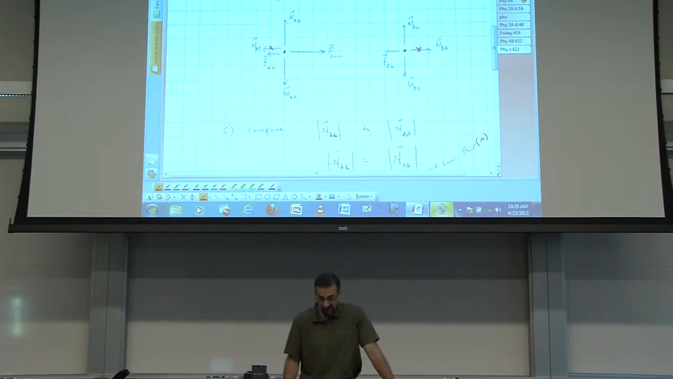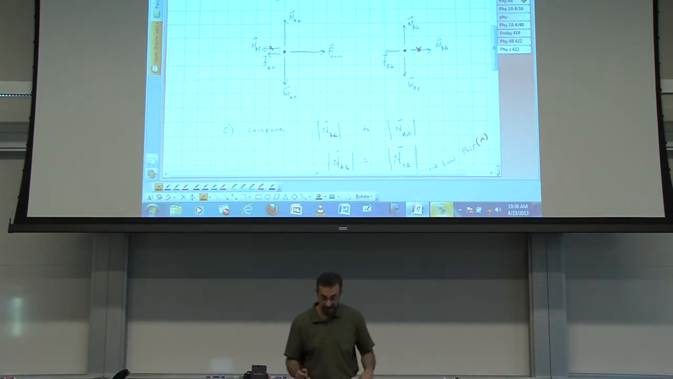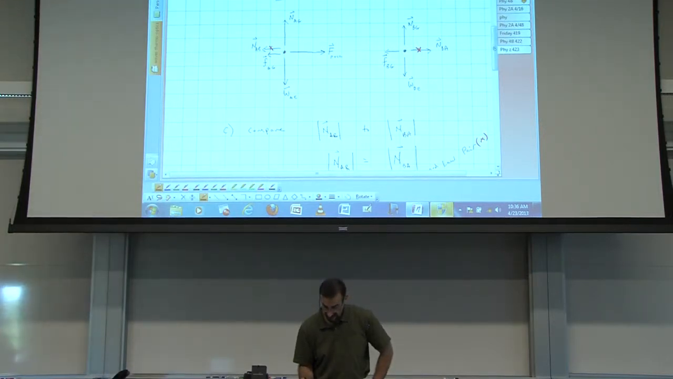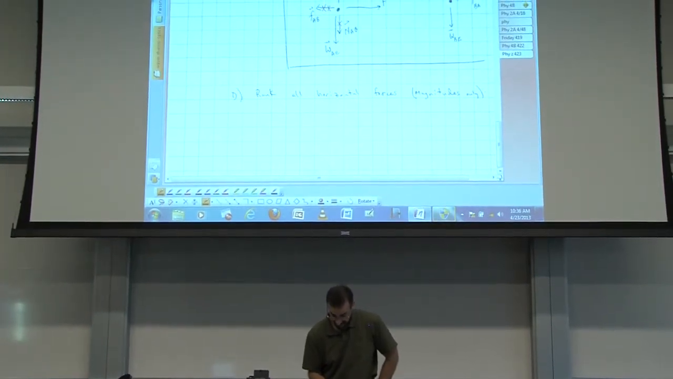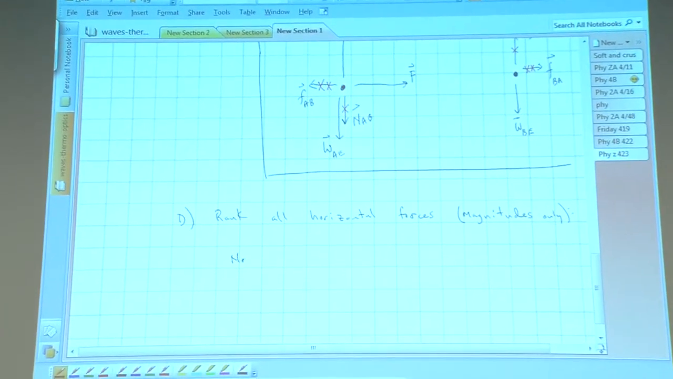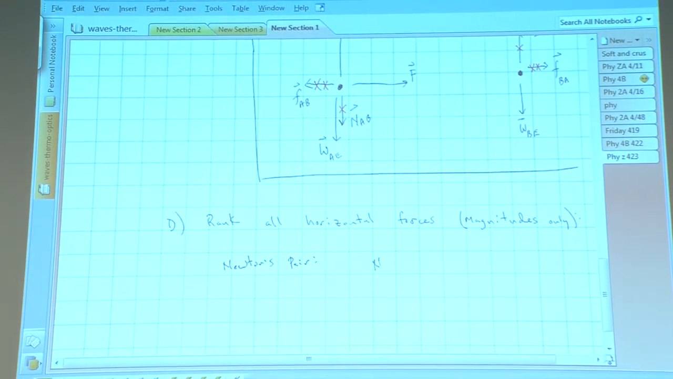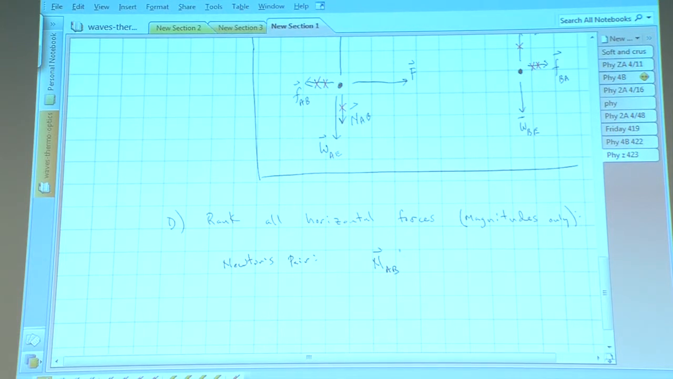So we can look at the blocks individually because both of them are moving with constant speed. And we can look at them as a unit because as a unit they're moving with constant speed. So first we've got a Newton's pair, right? Normal force AB equals normal force BA. We've already talked about that one.